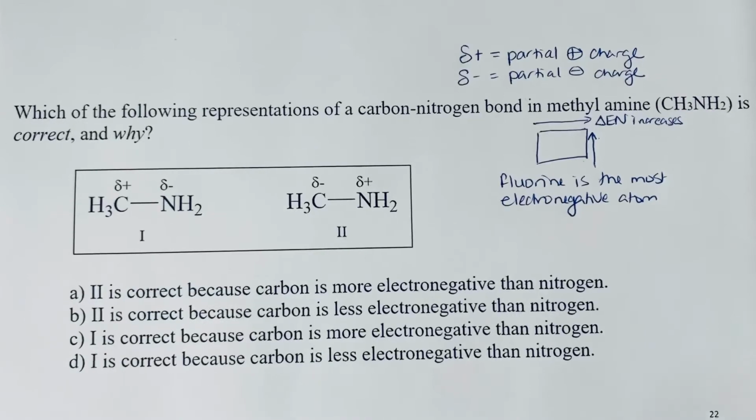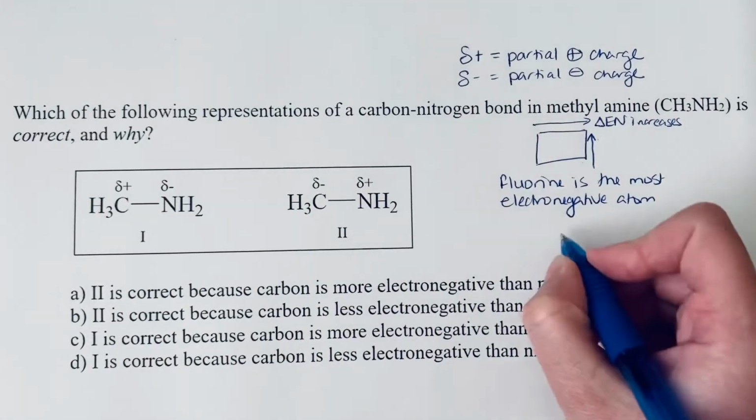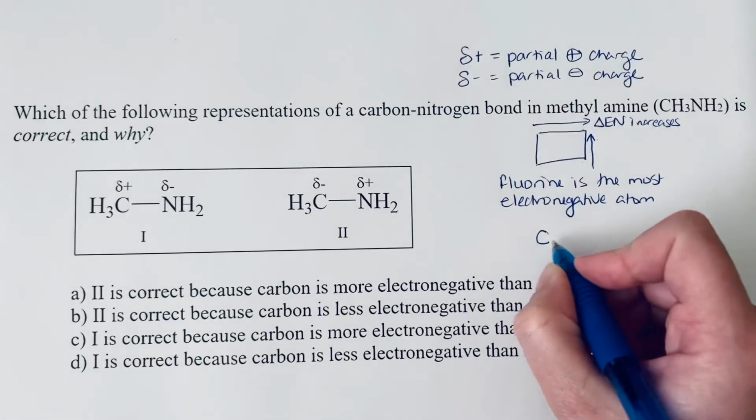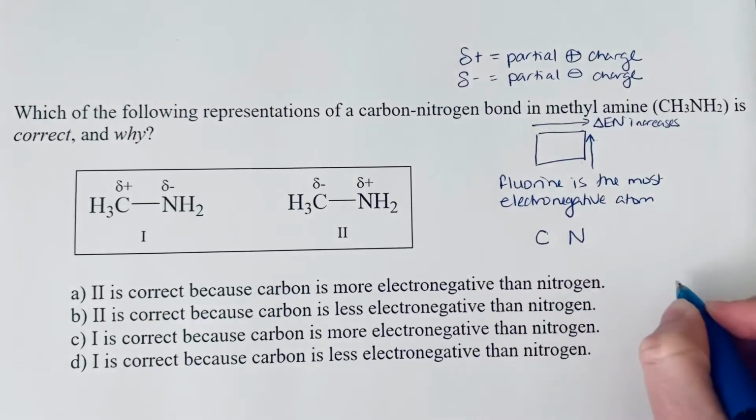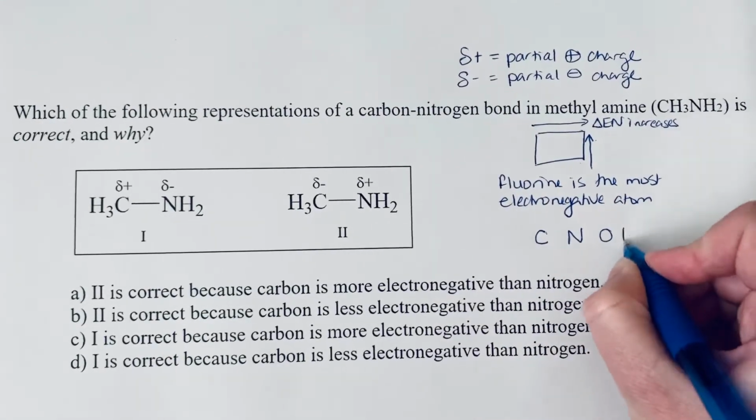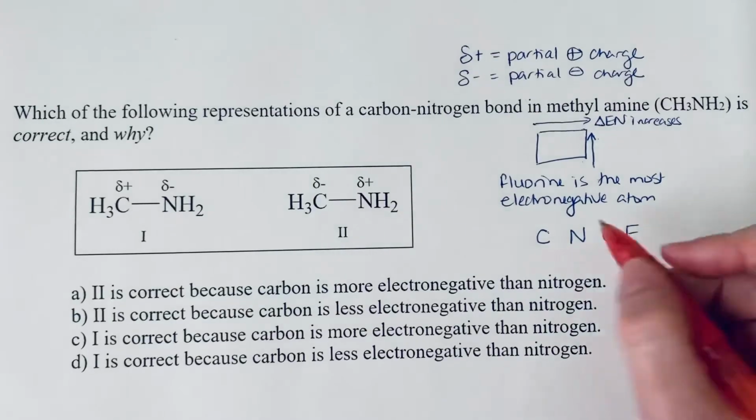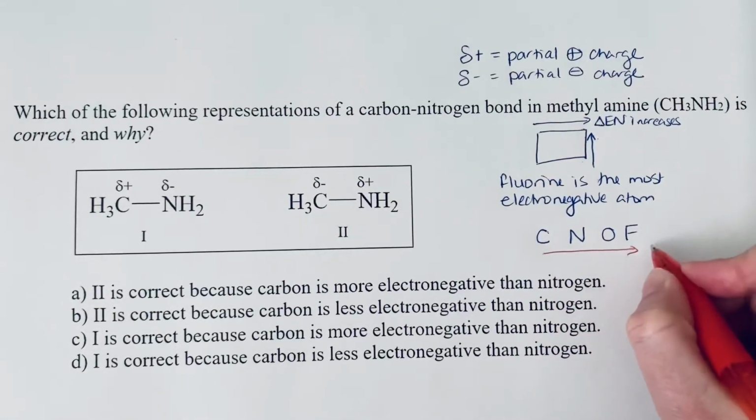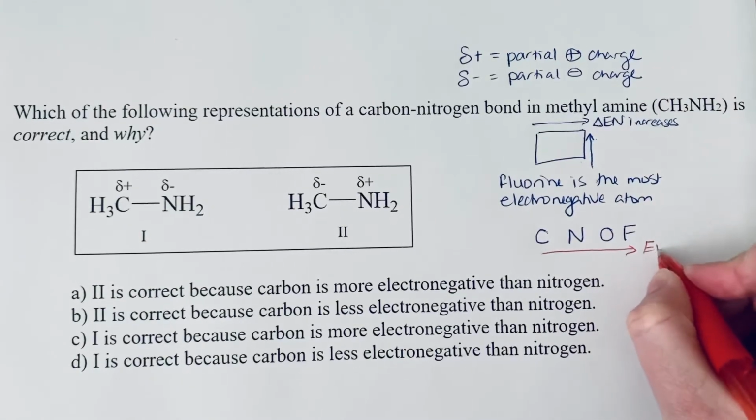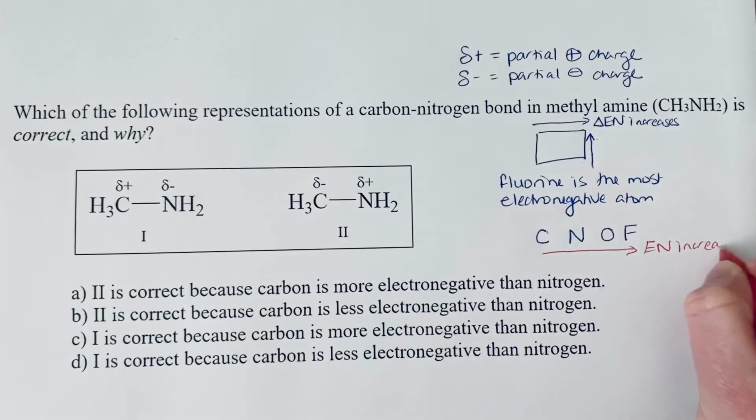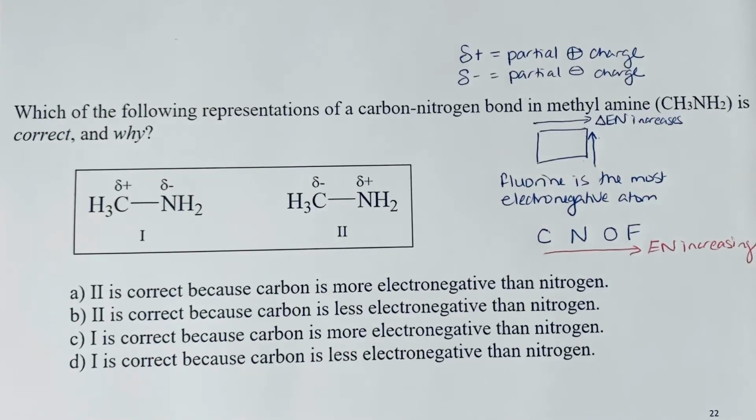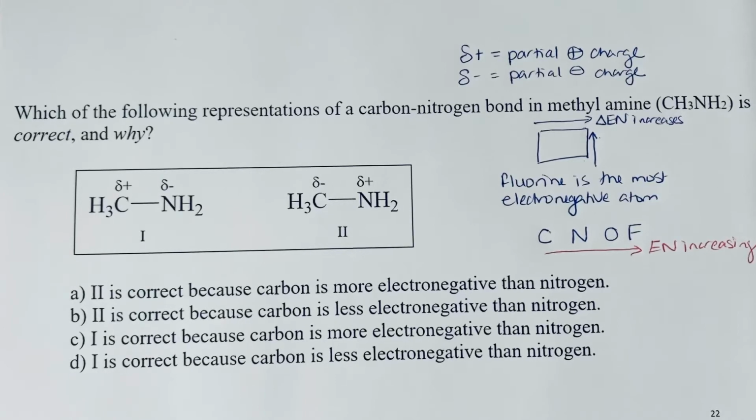Okay, so what we're comparing here is carbon and nitrogen. Carbon and nitrogen are both in the second row of the periodic table. So if you're looking at that second row starting from carbon, you'll see you have carbon, then nitrogen, then oxygen, then fluorine. So your electronegativity trend here is increasing as you're moving from carbon towards fluorine. So the electronegativity is increasing. Okay, so what that tells us is that nitrogen is more electronegative than carbon.